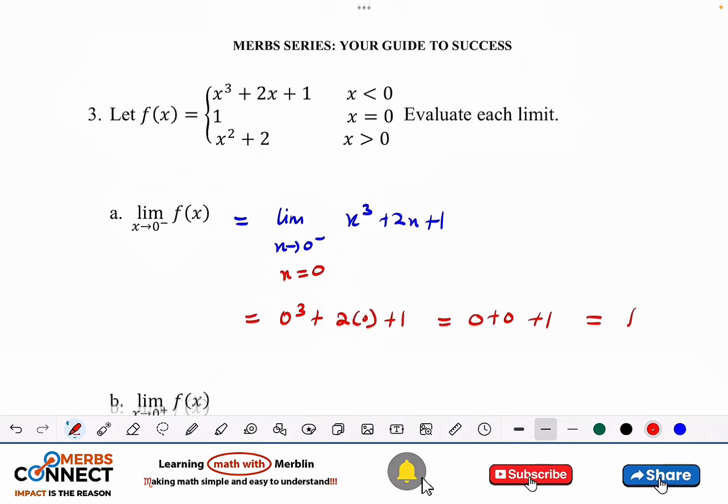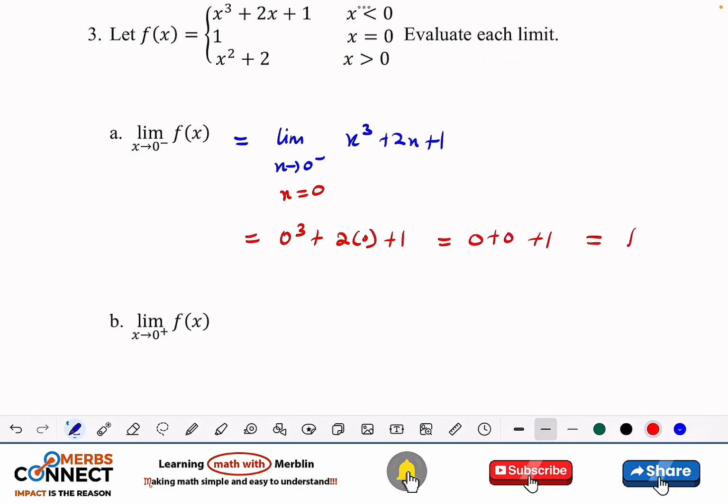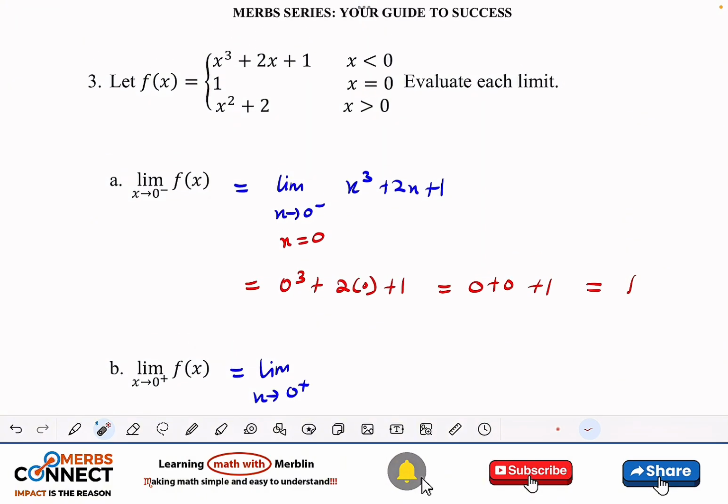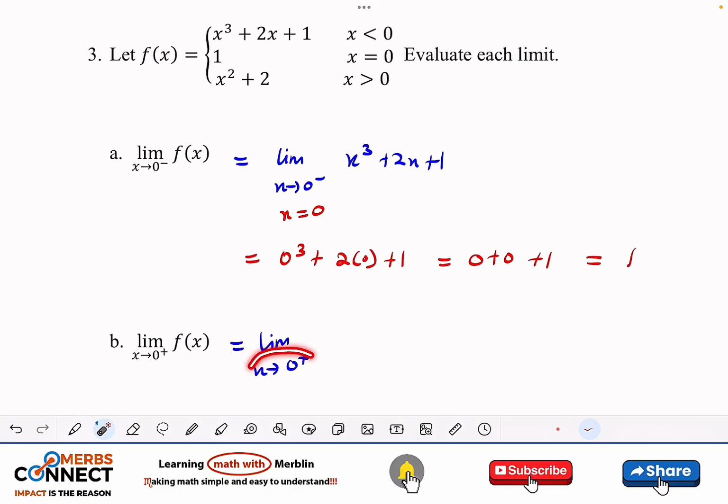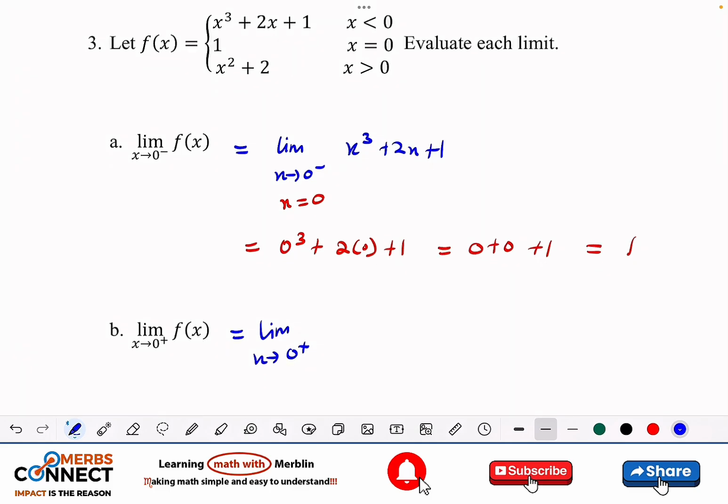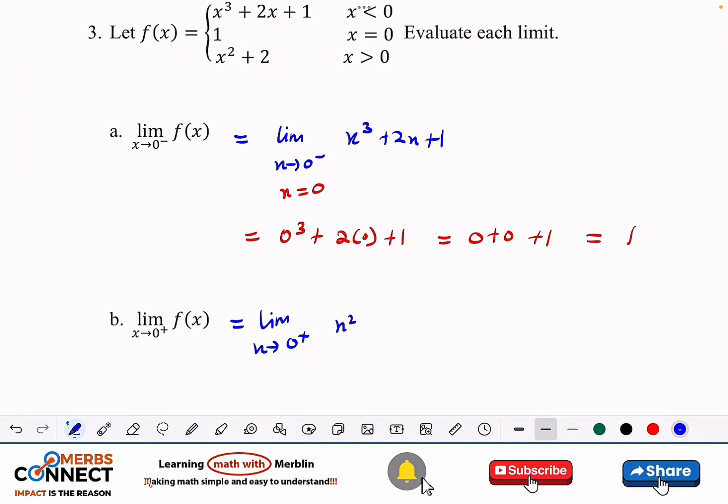So you see that this is very simple. Let's look at the right. The right is the limit as x is approaching 0 from the positive. So 0 from the positive means that the x value should be greater than 0. So the one where x is greater than 0 is this. So we need to use this one. And then we are going to have x squared plus 2.